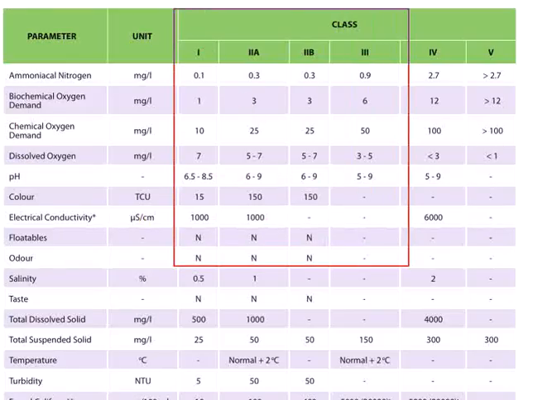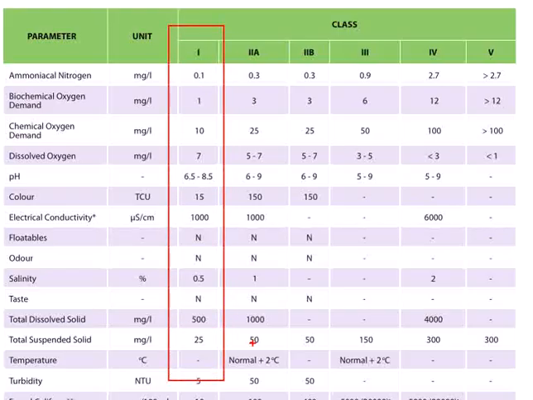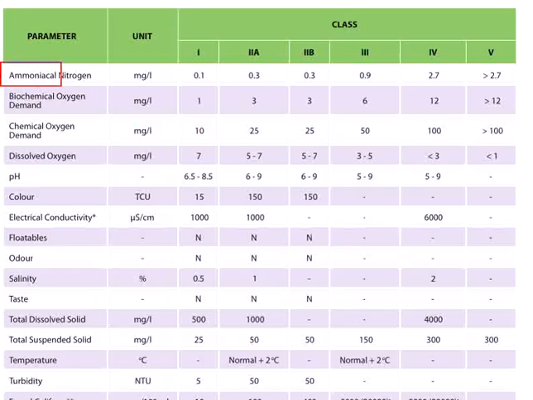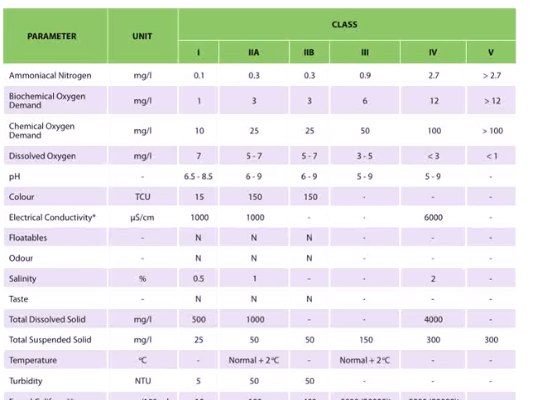Now these are the standards for the waters of different classes. If you are looking at the class 1, that means the ammoniacal nitrogens cannot be more than 0.1 milligram per liter. BOD should not exceed 1. COD should not exceed 10. This represents the highest standards of the water quality that can be used as the water supply without requiring any treatment.